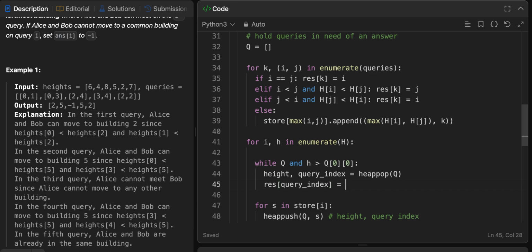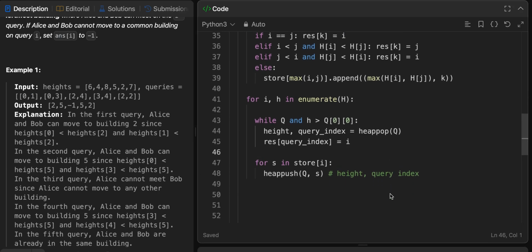Now remember, the answer that goes here is the location of this building. Where is this building at? It's at building 2, which is here. So we can say this is I. I hope that makes sense. Okay, cool. And I think that's it. So that means no longer are we looking for an answer for 0, 1. So that's why we popped it. And I think that's it. We're done.